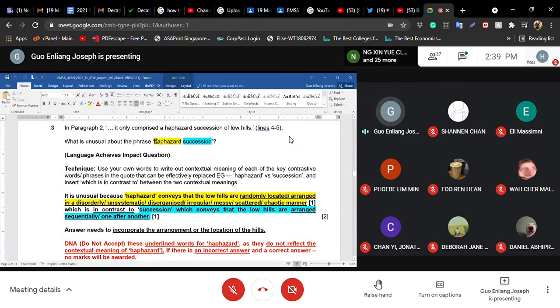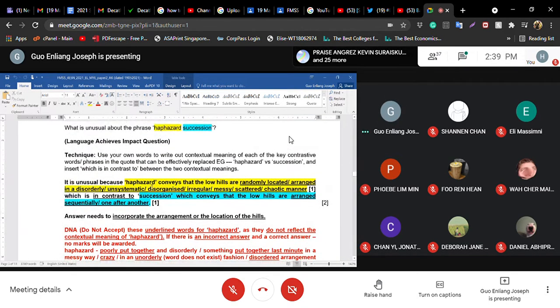Haphazard. Can you use 2 colors? One color for "haphazard", another color for "succession". Once again, it's a language achieve-impact question. So what is the technique? I decided that I must write the technique down again as a quick recap. You need to use your own words to write out the contextual meaning of each of the key contrastive words in the quote that can be effectively replaced. In this case, it is haphazard versus succession. There's nothing to choose; it's the 2 that are there. And insert a contrast between the 2 contextual meanings. That is the technique we are looking at.